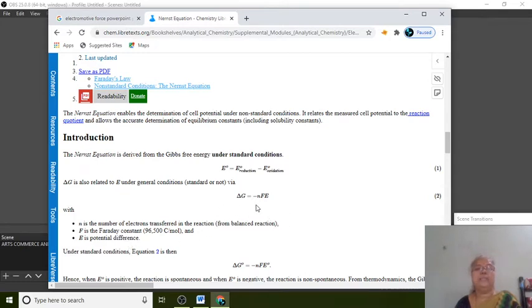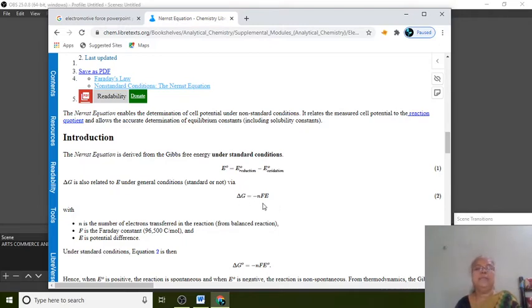Remember well, this equation is the bridge between electrochemistry and thermodynamics, because this term delta G is from thermodynamics, the change in free energy, and this term is from electrochemistry, that means E is the EMF or potential of the cell, F is the Faraday constant, and N is the number of electrons involved in the cell reaction.